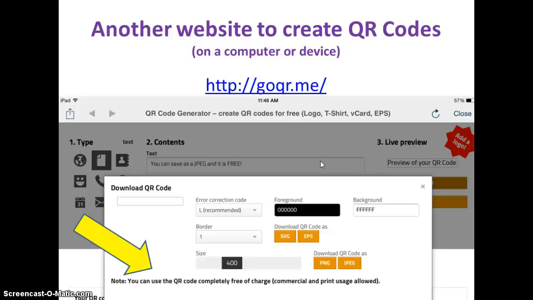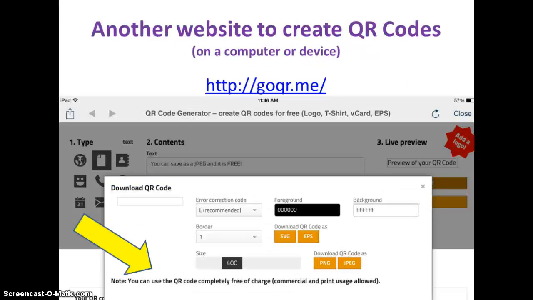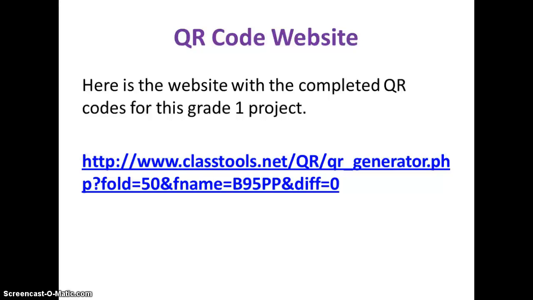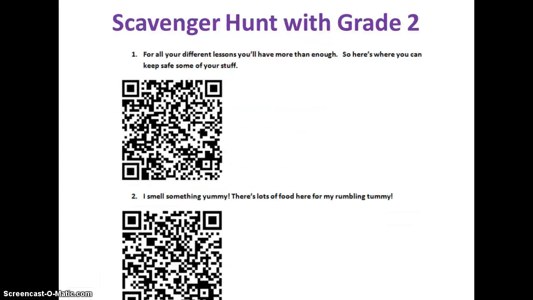This is a website that I used when I was doing one QR code at a time. If I just wanted a little bit of information, I didn't go to the previous website, the classtools.net. I used the goqr.me. If you are doing multiple QR codes at one time, I suggest the classtools.net. I also did a scavenger hunt throughout the school with grade 2, and so they would scan this and go on to the next clue.